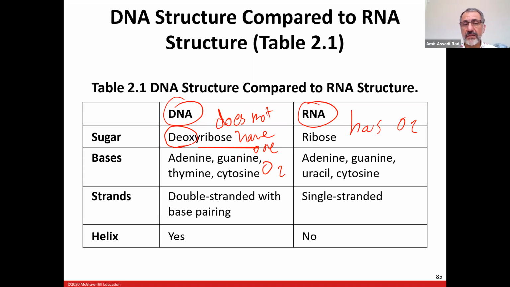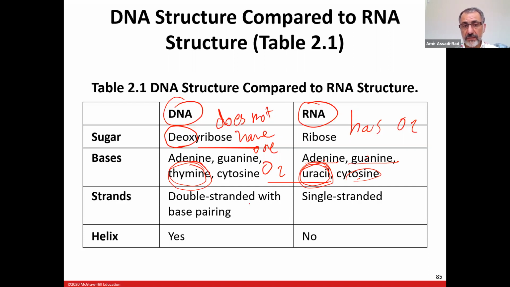These are adenine, guanine, thymine, cytosine in DNA, but in RNA you have adenine, which you have in DNA, and guanine, which you have in DNA. You have uracil instead of thymine. Okay, so you don't have thymine in RNA. Instead you have uracil, and of course cytosine. So three of them are found in both, and one is not found in the other.